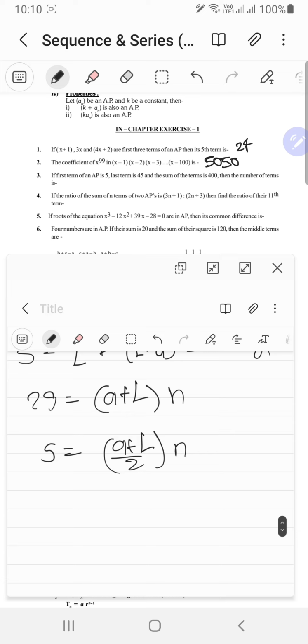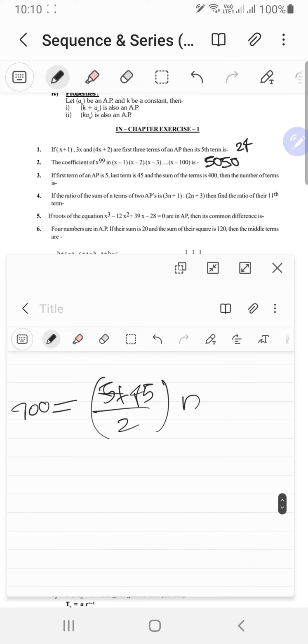And now a is 5, l is 45 upon 2, and we don't know n, S is 400, so this is 50. Cool. And that goes over to 800. 800 upon 50, that's like 80 upon 5, which would be 16, I think. So 16 equal to n. There you go.